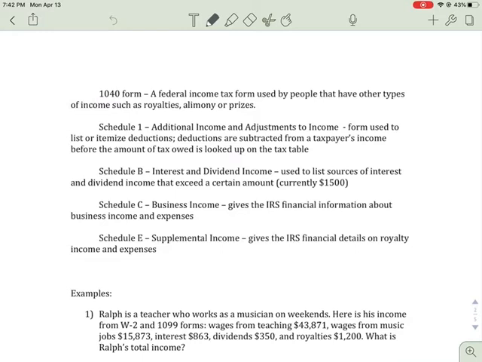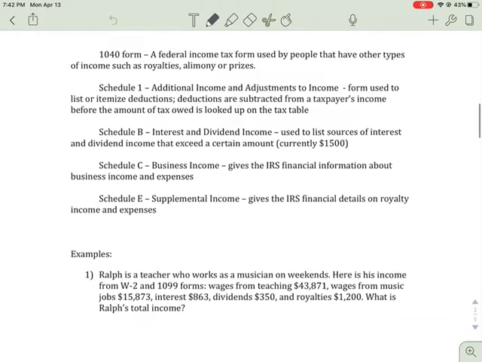Business income, which is your Schedule C form, is all the information that, if you ran your own business, you would have to fill out. And then Schedule E is supplemental income, details on royalties, expenses, things like that. Let's say maybe you have an inheritance that you got, that might be on this particular form.